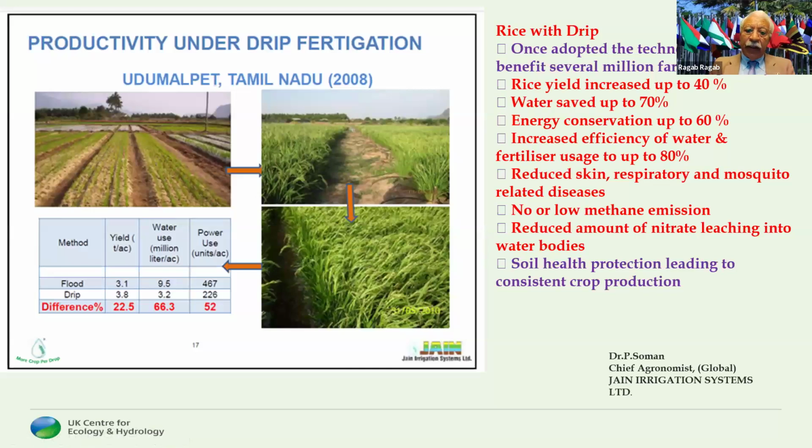And now drip irrigation has started to be in use even for rice. And rice is one of the most water-consuming crops in the world, especially in Asia. And here you can see from this experiment in India that the rice yield increased by 40%, water saving by 70%, energy conservation up to 60%, and increased efficiency of water and fertilizer usage up to 80%. So we are moving from the conventional way of growing rice to drip irrigated rice.